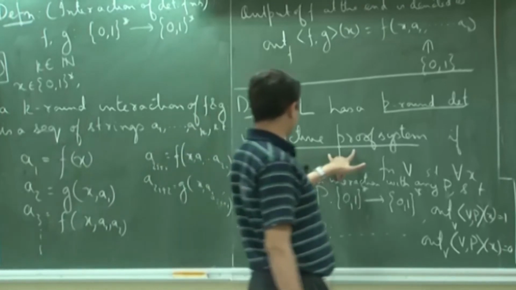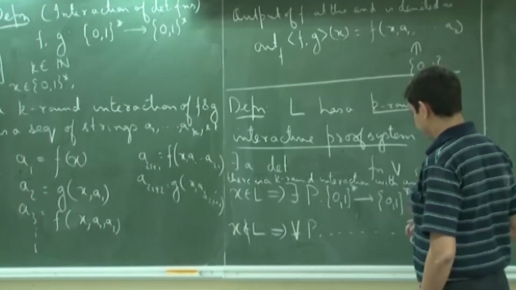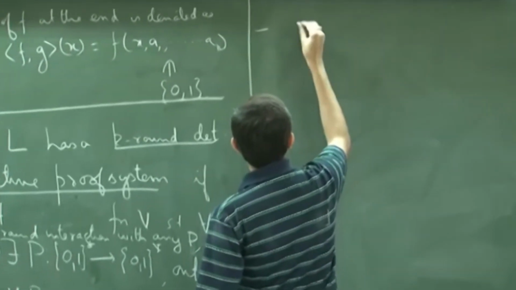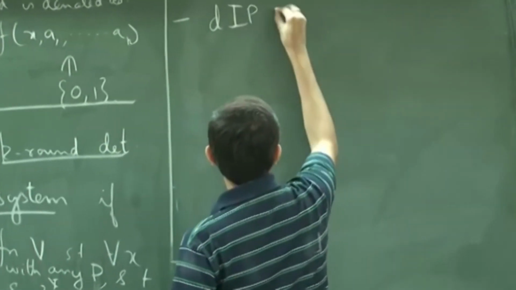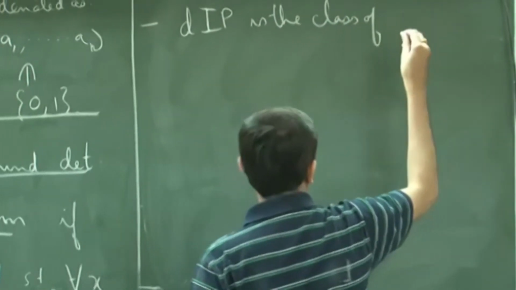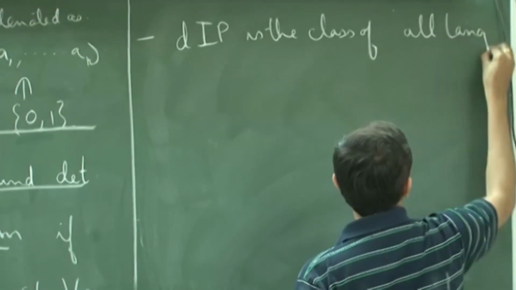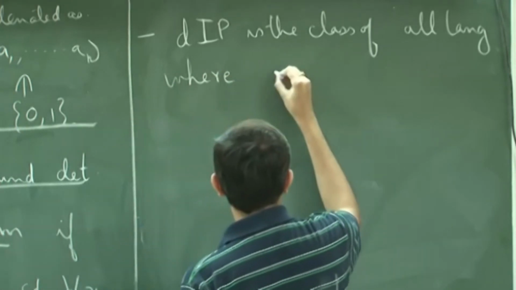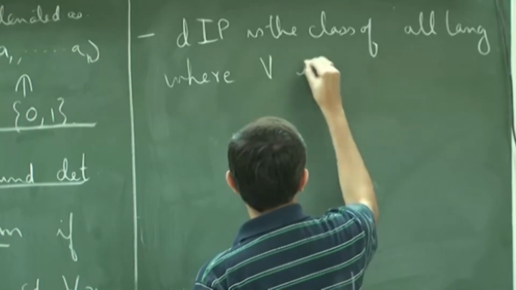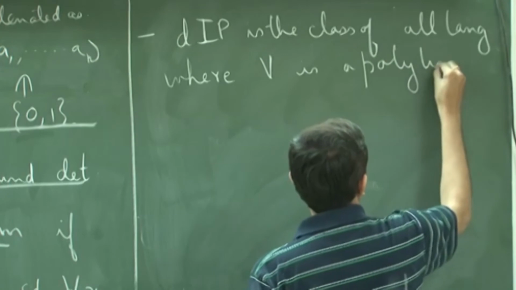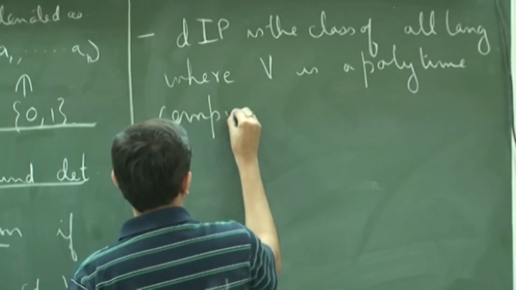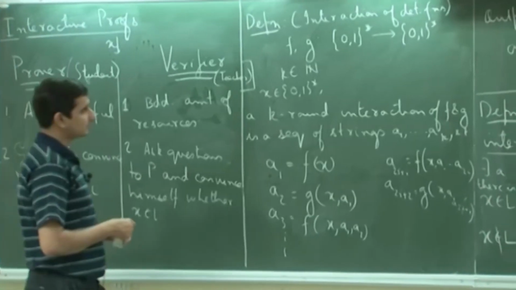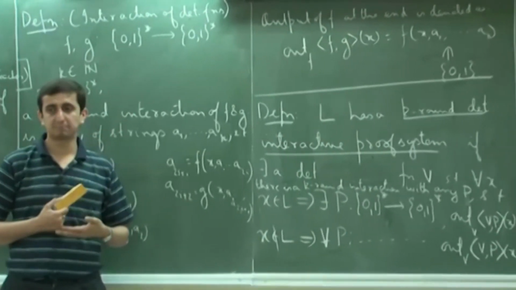Yeah, so since I did not have any polynomial time constraint here, we can look at just a general definition, but then we can define the class DIP. So, DIP is the class of all languages where V is a polytime computable function. So, what is this class DIP? What is the complexity?